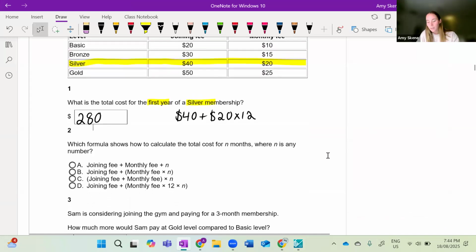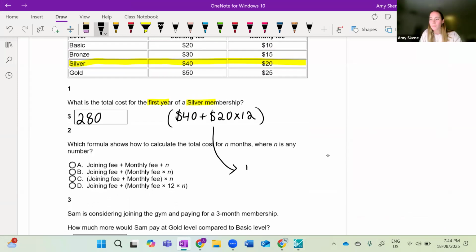Question number 2, which formula shows you how to calculate the total cost for n months where n is any number? Imagine that I'm using what I did in the first question. So I've got that joining fee, which is $40, but imagine that joining fee changed all the time. So I'm just going to do JF. I'm going to now add on that monthly fee of 20. So I'm just going to write MF for monthly fee. And I'm going to multiply that by an unknown number of months.